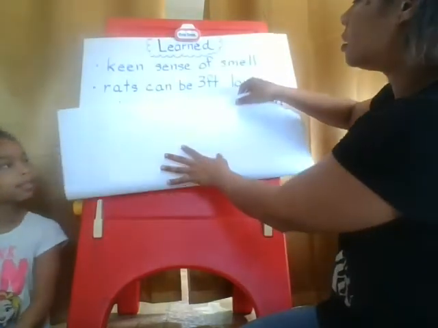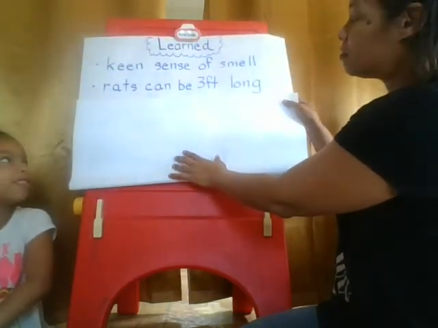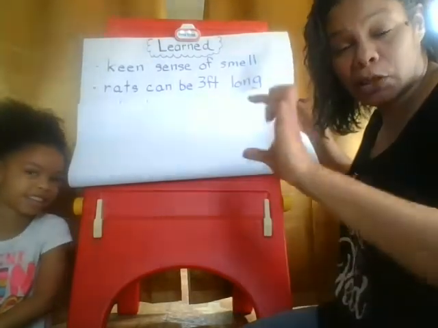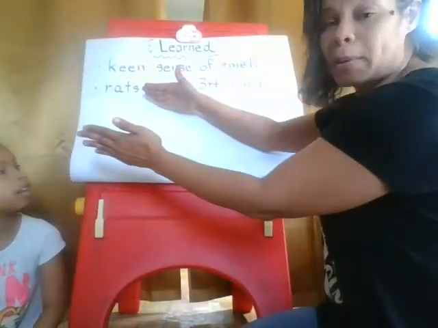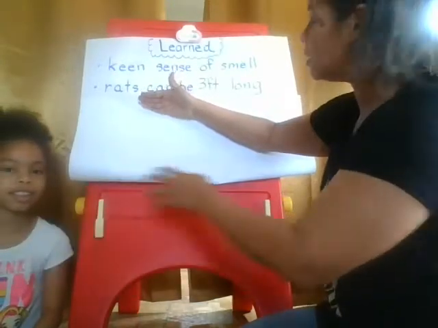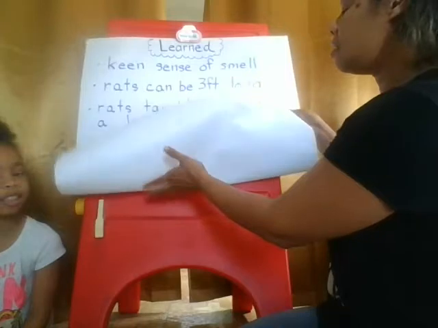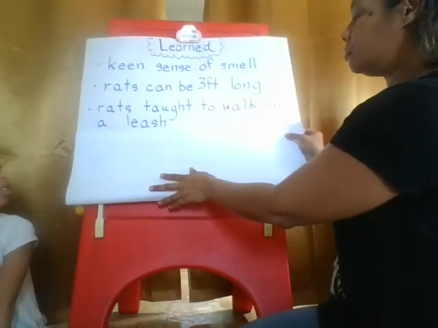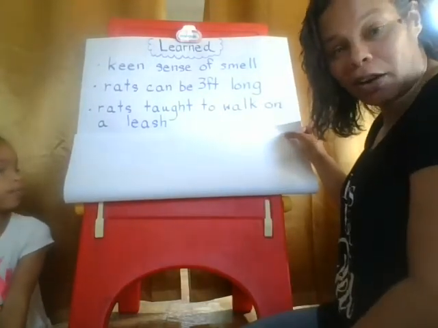Okay. What else, Livy? Rats can be about 3 feet long. Do you know how long that is? If you could get a ruler that has 12 inches, that's a foot. So this is probably 1 foot. So 1, 2, 3. This is how big they can be. 3 rulers. Yeah, bigger than a cat, I think. All right, what else did we learn about rats? Rats can be taught to walk on a leash, just like a dog.